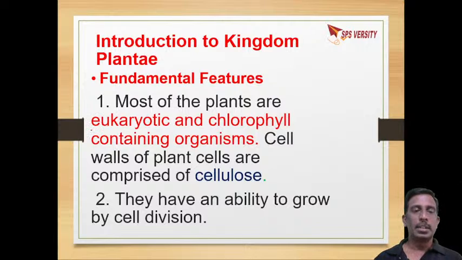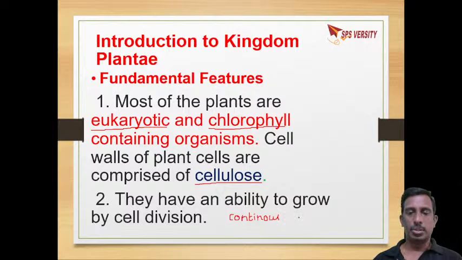So this plant kingdom, the cells are eukaryotic and have chlorophyll. Eukaryotic, chlorophyll, and the cell wall is made up of cellulose. And these plants show continuous growth, indeterminate. So they show growth lifelong, not like animals. So it is called indeterminate growth.